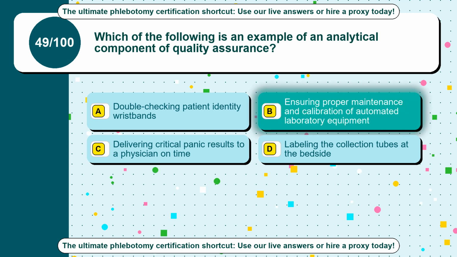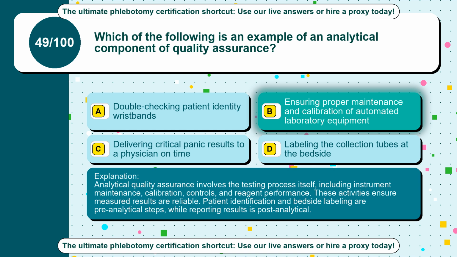The correct answer is option B, ensuring proper maintenance and calibration of automated laboratory equipment. Analytical quality assurance involves the testing process itself, including instrument maintenance, calibration, controls, and reagent performance. These activities ensure measured results are reliable. Patient identification and bedside labeling are pre-analytical steps, while reporting results is post-analytical.